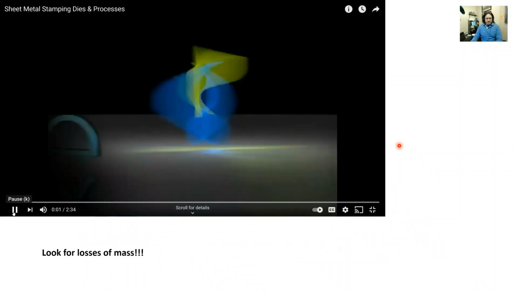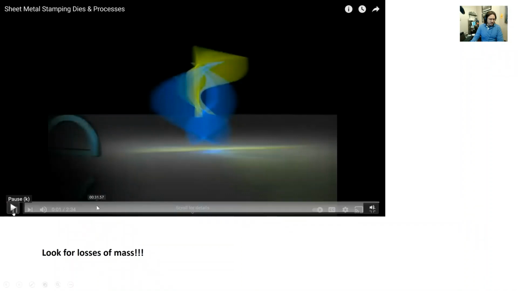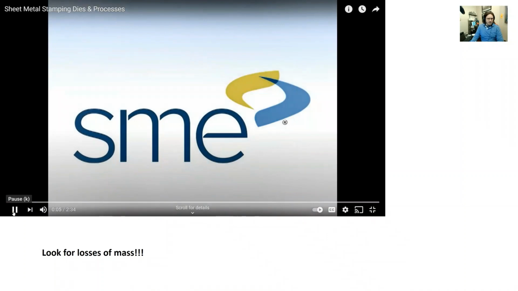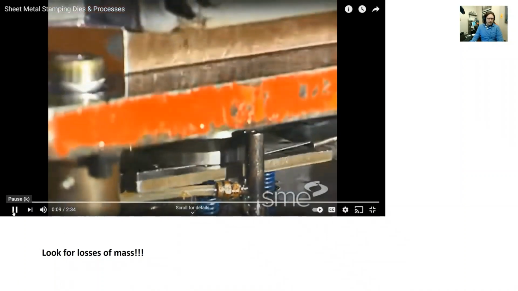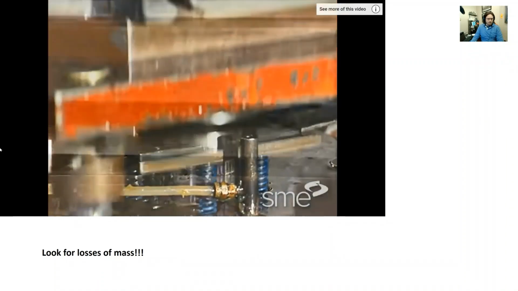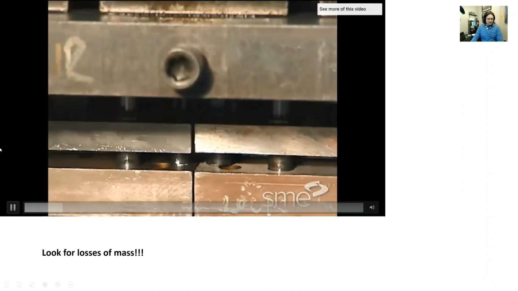I'll show this video, and let me fix the pointer here so I can actually use it as a pointer. And let's see, there we go. I don't know if we'll watch the whole Society of Manufacturing Engineers video. But multiple operations may be carried out on sheet metal stock either at a single die station or at multiple stations within a single stroke of the press.